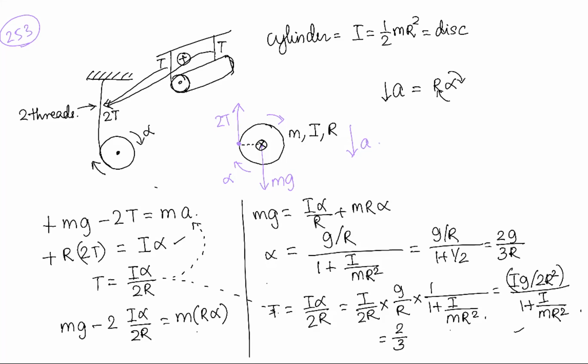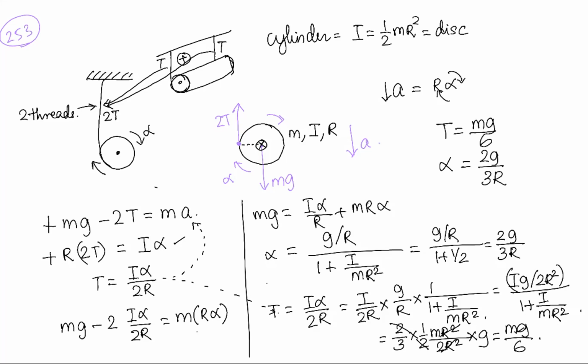3/2 का उल्टा is equal to 2/3 into I. Again I is equal to half mr square divided by 2r square multiplied by g. Slow it down, think about it once again. तो r square कटेगा, 2 के साथ कटेगा, फिर भी एक 2 बचेगा, so that will be equal to 2 into 3, 6. So your answer will be equal to m into g divided by 6. So there are two answers to this question. Tension is equal to mg divided by 6 and the angular acceleration that I got is equal to 2g divided by 3. Okay.